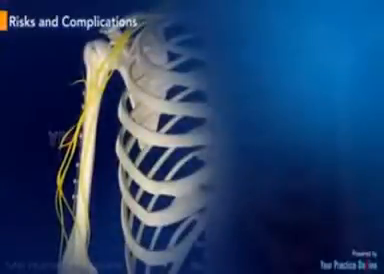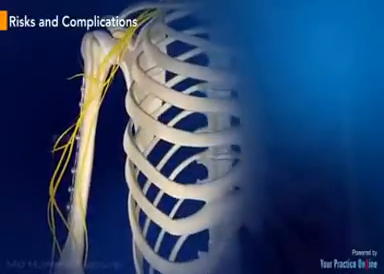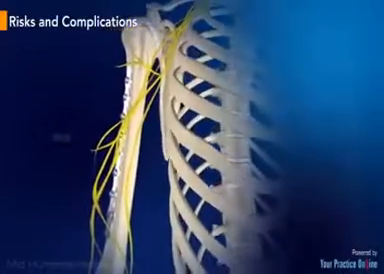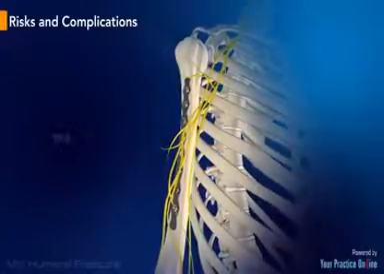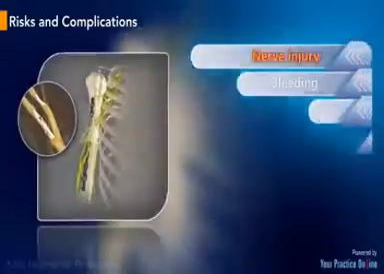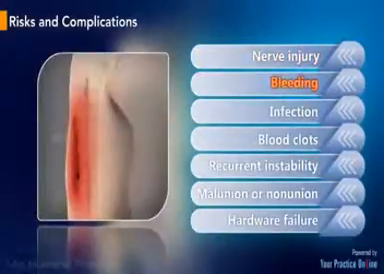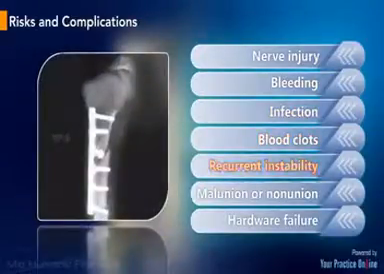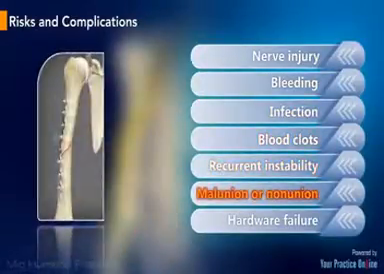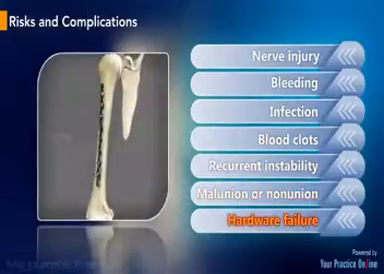Risks and complications. As with any surgery, complications can occur. Complications related to surgical repair of mid-humeral fracture are rare, but may include nerve injury, bleeding, infection, blood clots, recurrent instability, malunion or non-union, hardware failure.